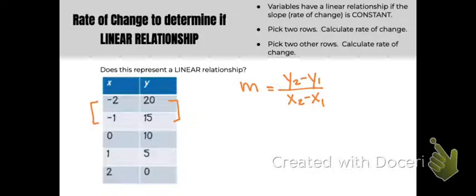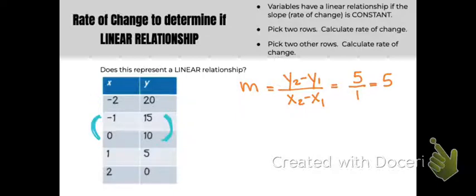Now you could write these as points and label them x1, y1 and x2, y2. Or just think of slope as the change in y's divided by the change in x's. So let's think of it that way. How much did our y's change? It went from 20 to 15. So it changed by 5. How much did our x's change? It went from -2 to -1. So it changed by 1. So what is 5 over 1? 5. So the slope between these 2 points is 5.